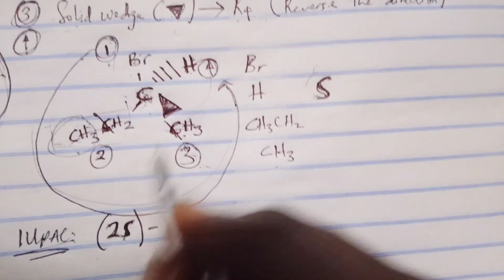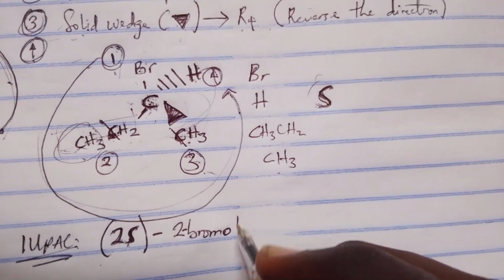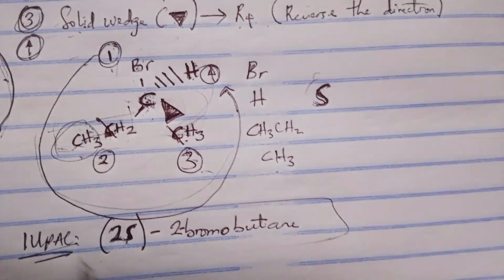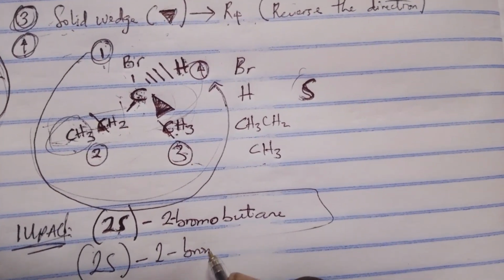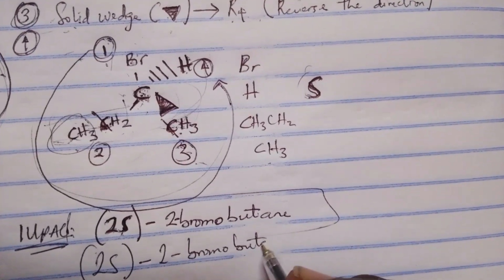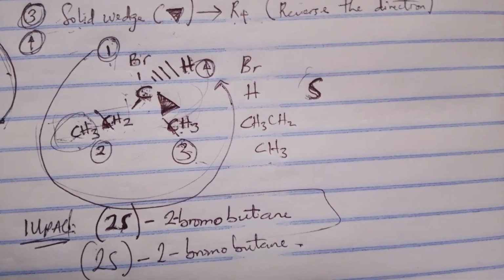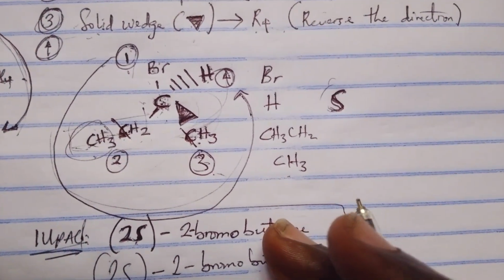Then the next thing is to write the parent name, which is butane. So that's just the concept. 2-bromobutane. That's how to name this particular compound. Now let's look at one example, and that's all.